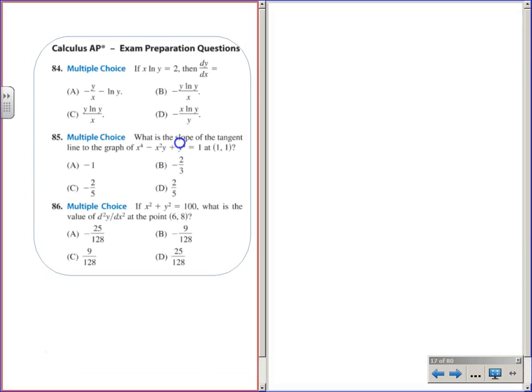For the first one, what rule did you guys have to use on number 84? Product rule. Yeah, that was the big one I was looking for. But we did have to think about ln, etc. So we take the derivative of both sides, and when we take the derivative, we need to think about product rule.